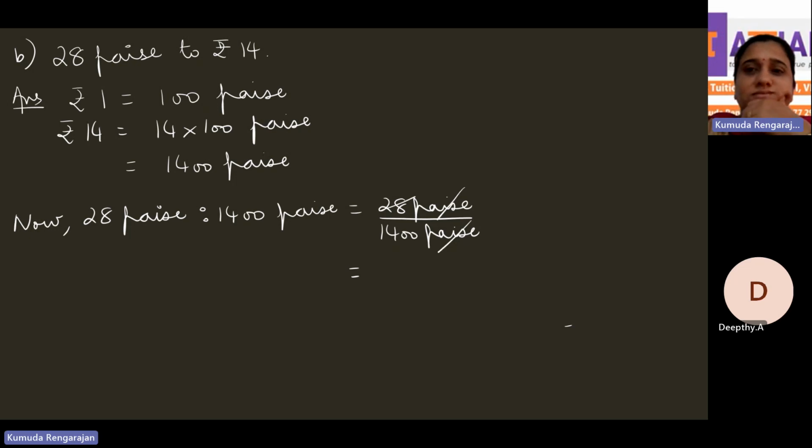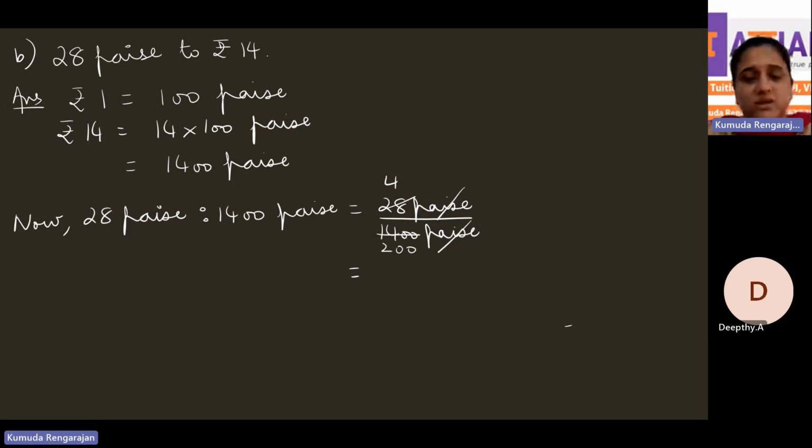Yeah, correct. 7 fours are 28. Then 7 twos are 14, 0, 0, correct? Correct. You need to do it in many stages to get the answer. Because 28 and 14 both are divisible by 7, you can straight away take 7.